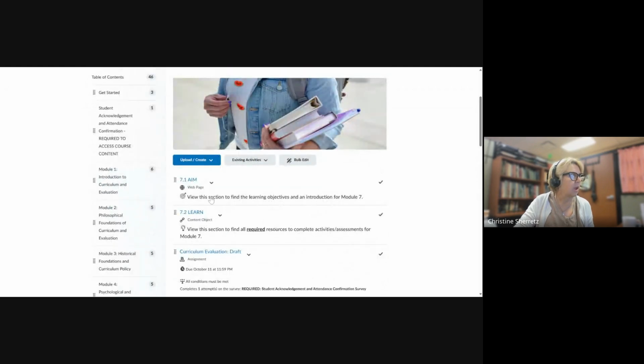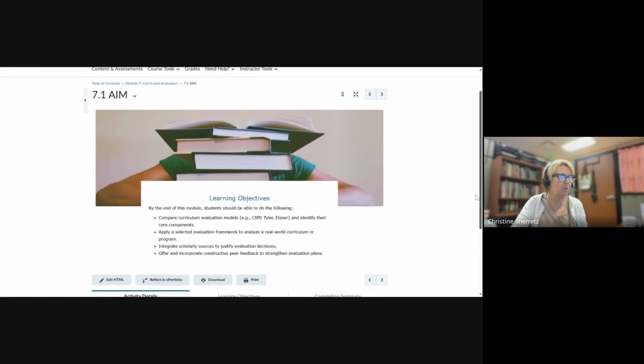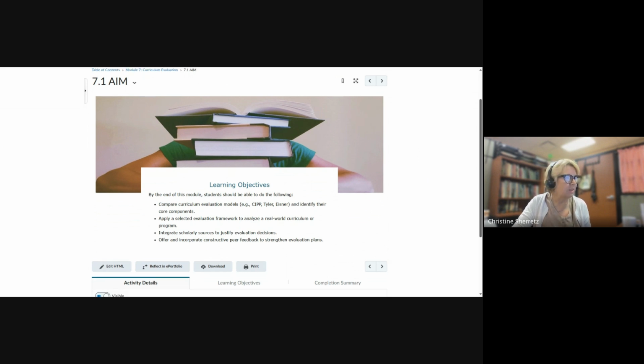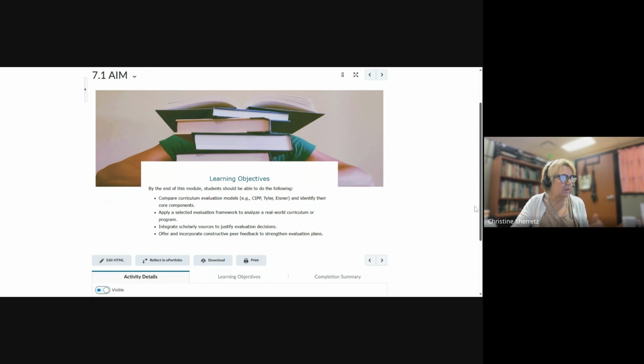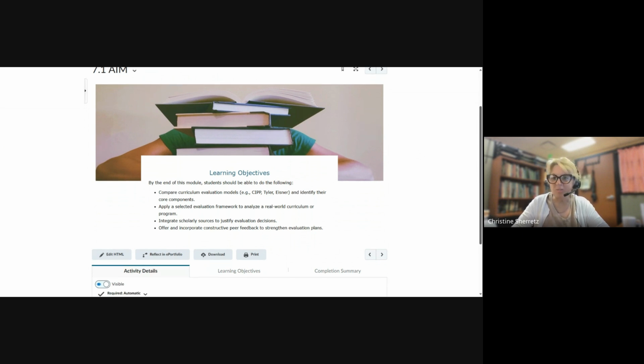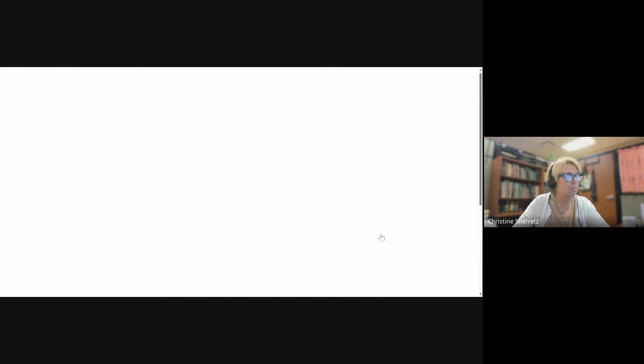We're going to go over our AIM section first. So what is it that we're trying to learn here? This week we want to compare evaluation models. So you're going to be looking at those models, and apply a selected evaluation framework to a real world curriculum. We want you to integrate sources to justify your evaluation decisions, and then offer constructive feedback to a peer. You'll be doing that this week. So those are our learning objectives.